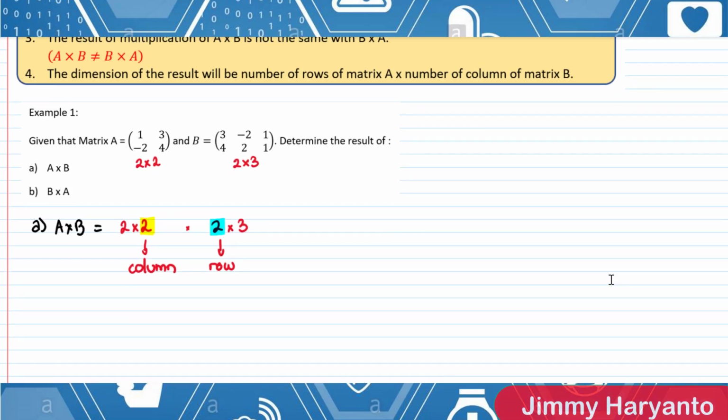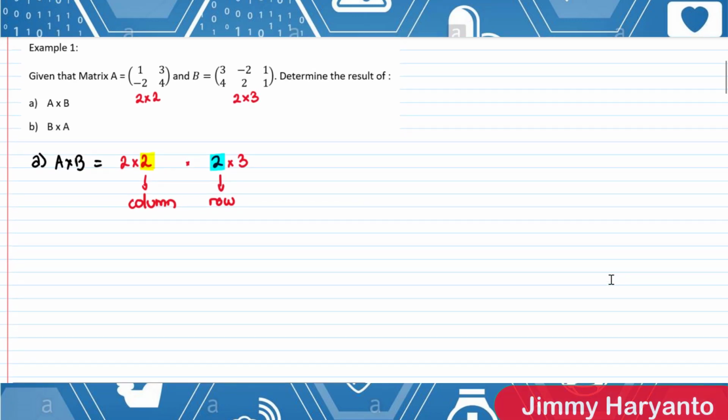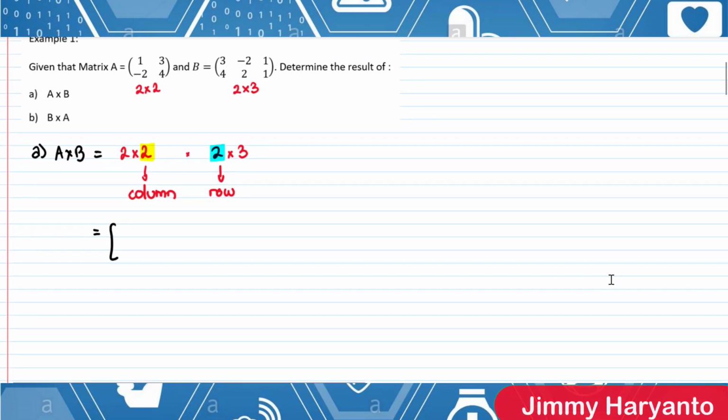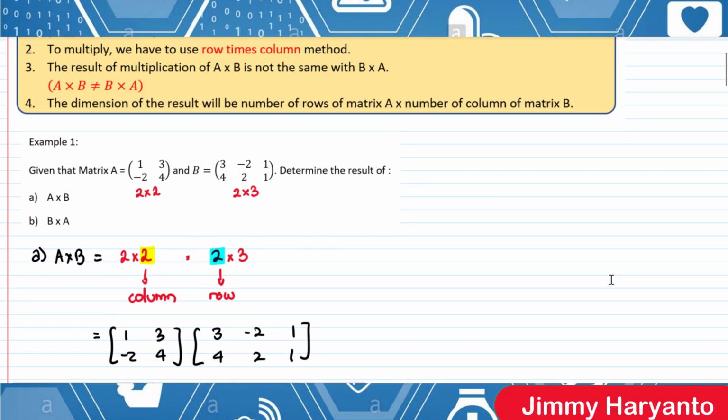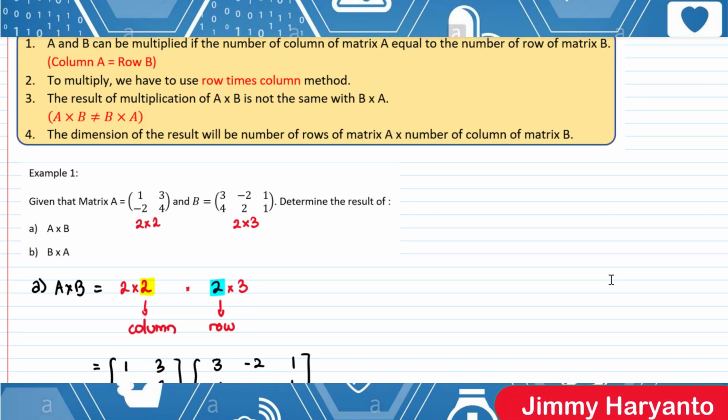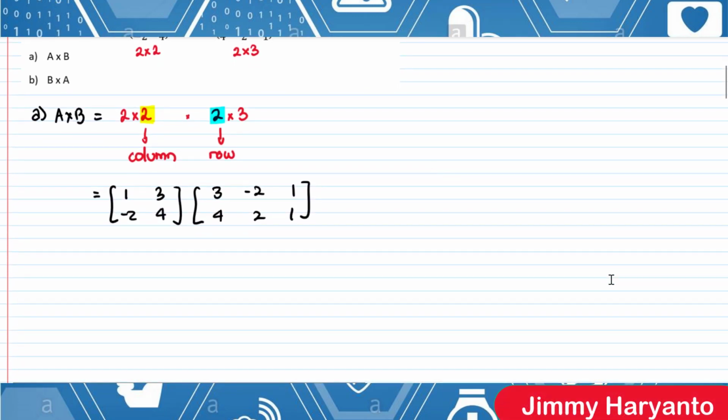And how to multiply A times B? First, we have to write A: 1, 3, negative 2, and 4. And then after that, B: 3, negative 2, 1, 4, 2, and 1. After this, we have to follow the rules of the method, which is row times column. That means you cannot multiply one by one, 1 times 3 and then 3 times negative 2, you cannot do that. You have to follow the rule: row times column.